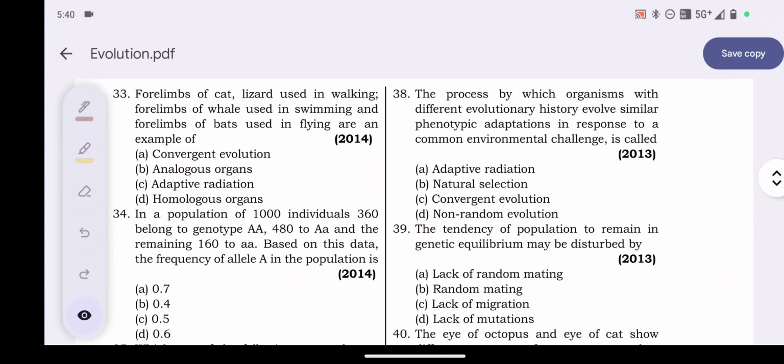Question number 38. The process by which organisms with different evolutionary history evolve similar phenotypic adaptations in response to a common environmental challenge is called adaptive radiation, natural selection, convergent evolution, non-random evolution. So here the answer will be option C, convergent evolution.